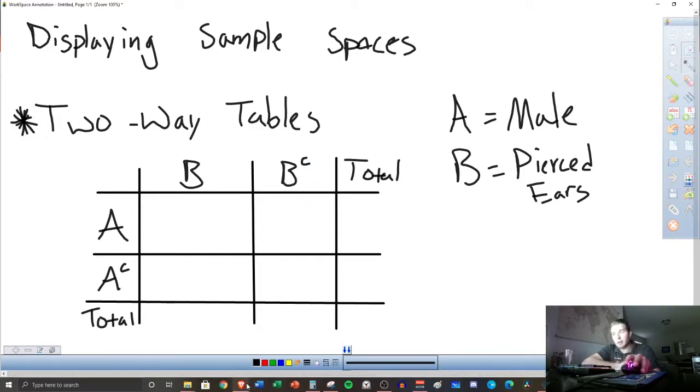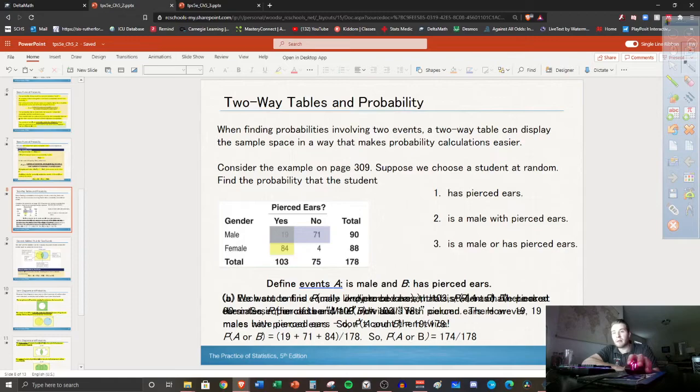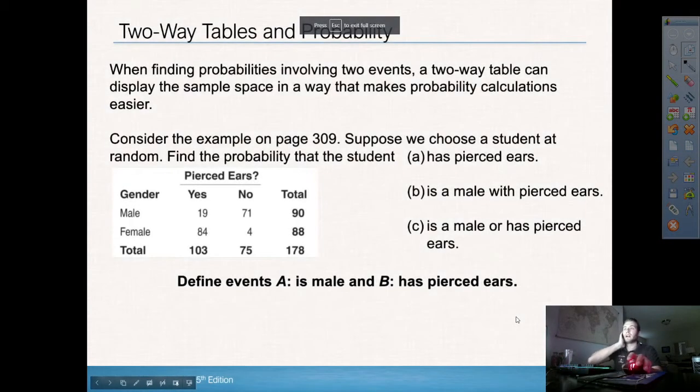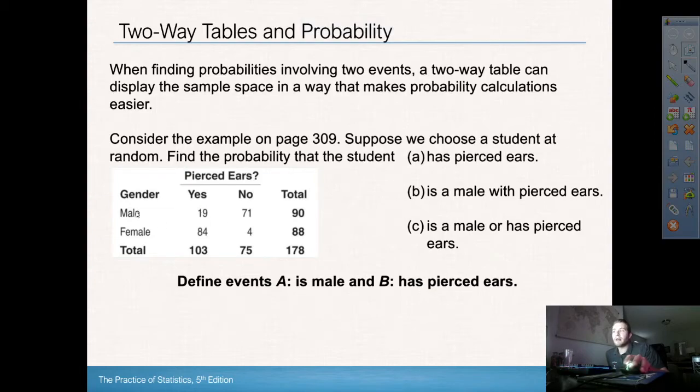So we're going to fill in some numbers. So I'm going to go ahead and we're going to use this example here, okay? And go ahead and fill in your chart. Now, we have this as A, not A, B, not B, but go ahead and put in all these numbers, okay? So 19 males have pierced ears. So that's that A and B, right? Then we have, just go ahead and fill in all the numbers. I'll give you a second. I'll pause it, and you can do that.